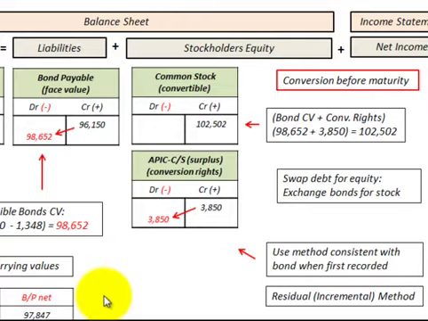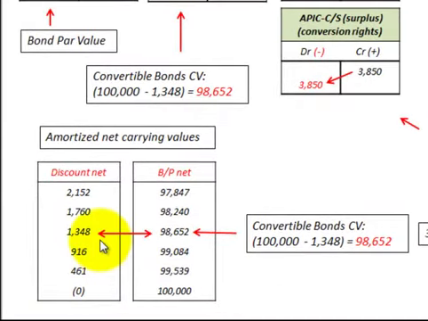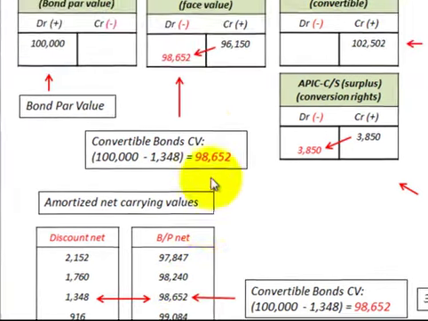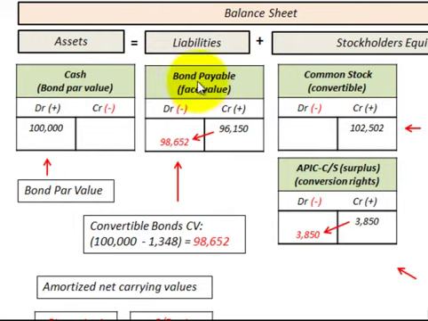So the first thing we have to do here is determine the carrying value of that convertible bond at the time of the conversion. So in this case, I'm showing a $98,652 carrying value of that convertible bond. So we go up here to our bonds payable account, and we debit it, or decrease it, by that carrying value amount of those convertible bonds.